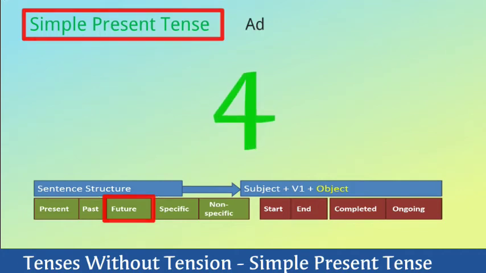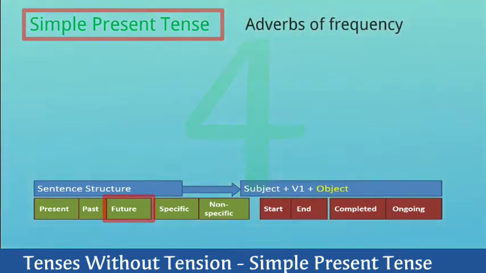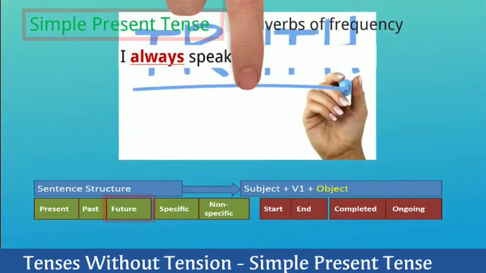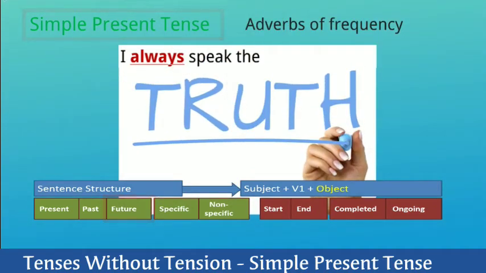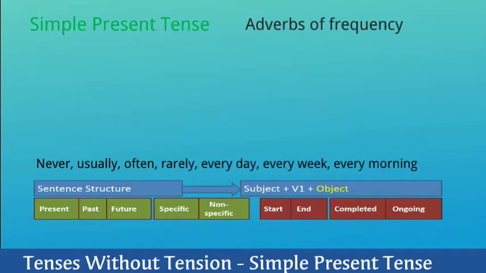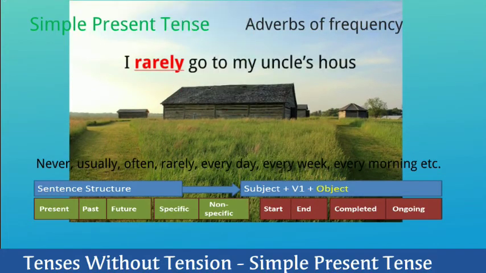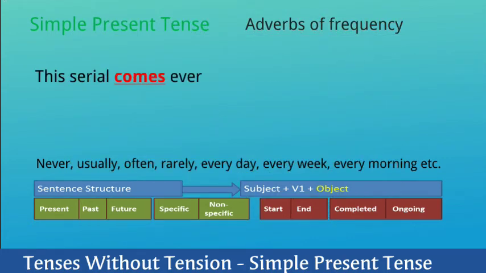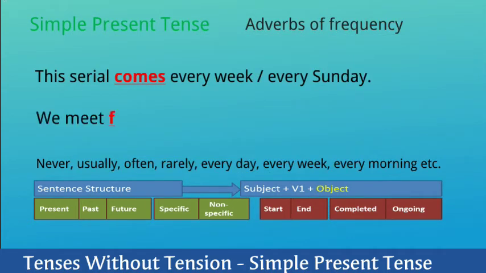Simple present tense is also used with the adverbs of frequency. For example, I always speak the truth. Here, always is an adverb that shows frequency. Other words like this are never, usually, often, rarely, every day, every week, every morning, etc. Let's look at a few more examples. I rarely go to my uncle's house. This cereal comes every week or every Sunday. We meet frequently. So here we studied that we use simple present tense with the adverbs of frequency.